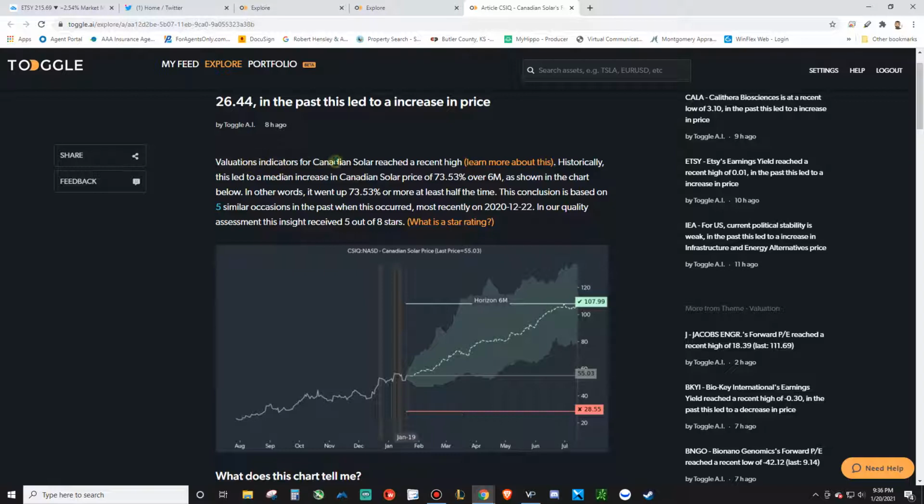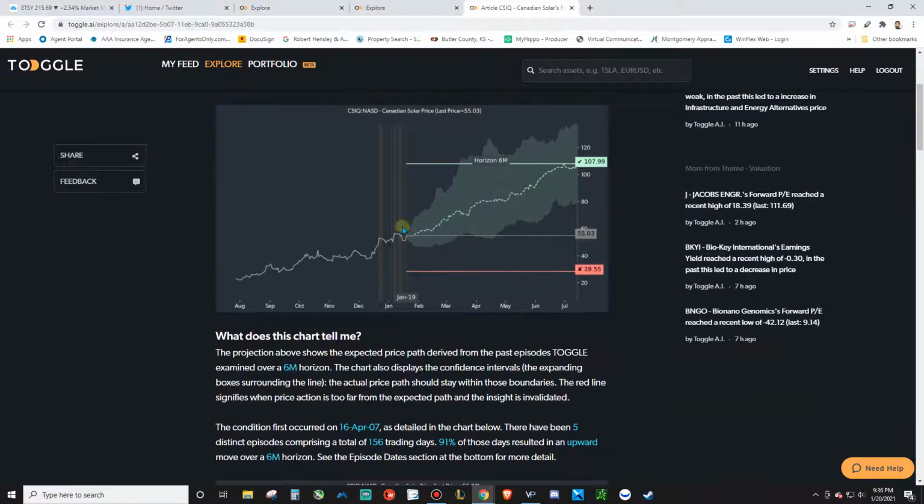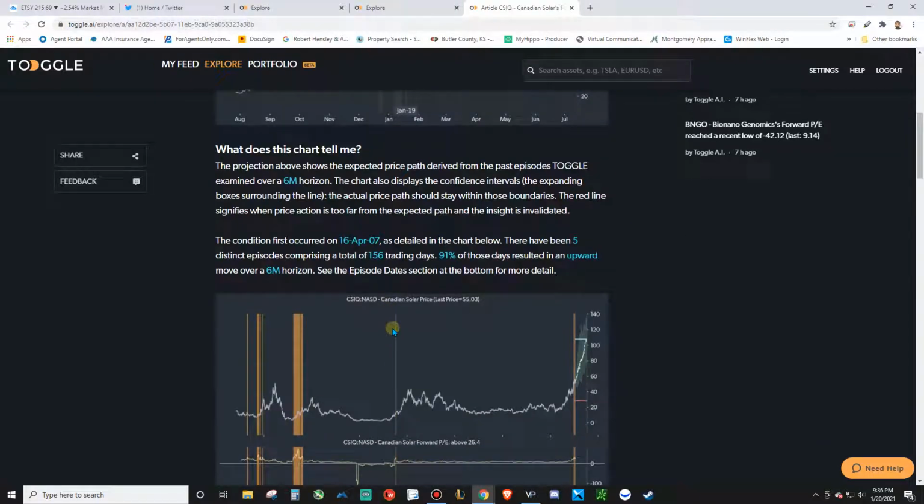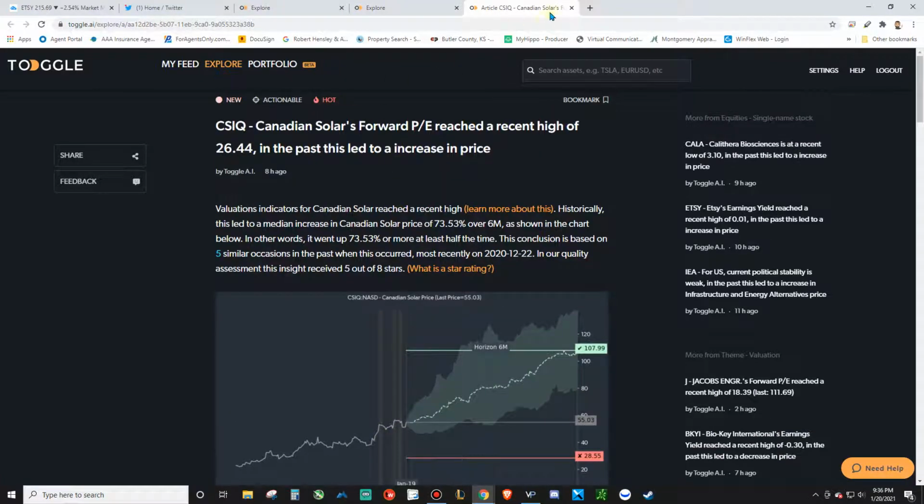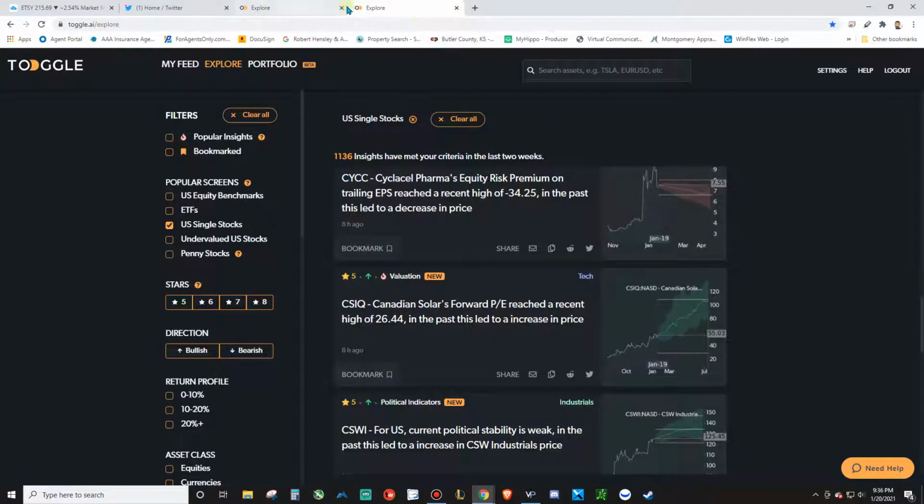This says valuations indicator, so Canadian solar reached a recent high. Historically, this led to a median increase of 73% over 6 months. So there's another cool idea. You can just buy some shares. It's projecting 108 over 6 months. So, and here's kind of the expected path it would potentially take. So very interesting. So check out Toggle. So that's the first one I wanted to talk about.